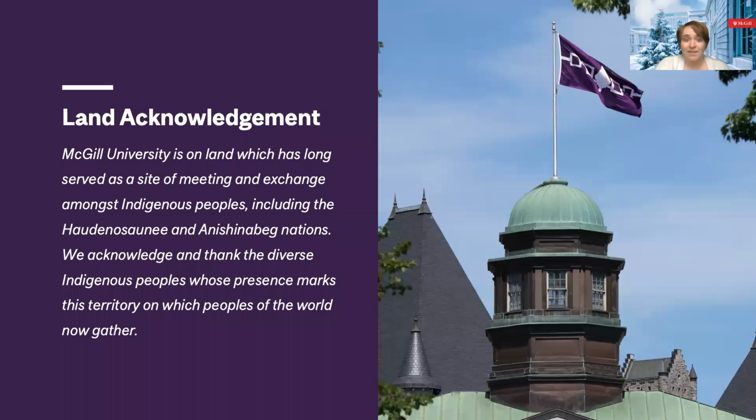The picture on the right is a picture of the Arts Building in the cupola, and the flag that's flying at the top is a flag that represents the Haudenosaunee Confederacy. You can learn more about the Haudenosaunee and the Anishinaabe on mcgill.ca/indigenous. I strongly recommend that you check it out, especially if you're new to the area. There's lots to learn about the peoples and the lands that we work on. So please do check it out.